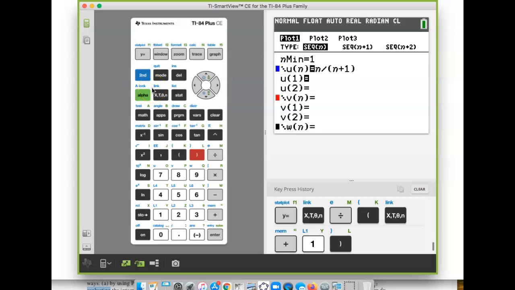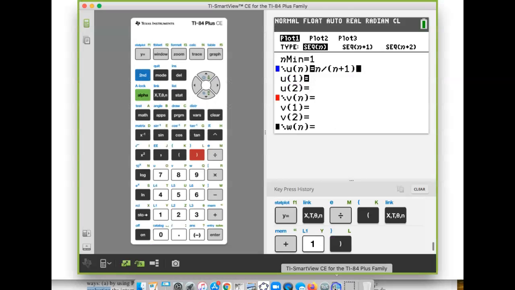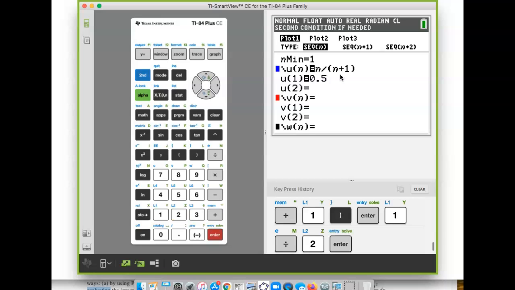Okay, so we're going to put our function here, which is n over n plus 1. I just want to try this with the one we were just looking at. See if we can reproduce this graph. Oh boy, I should have reviewed how to use the function notation. But let's see if I can figure this out. So u1 would just be our first term, which would be what? 1/2. And u2 is our second term, which is 2/3.